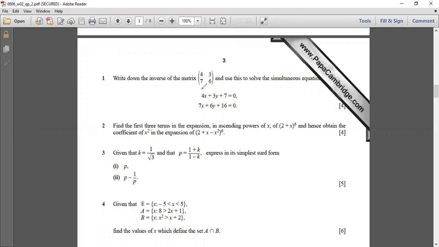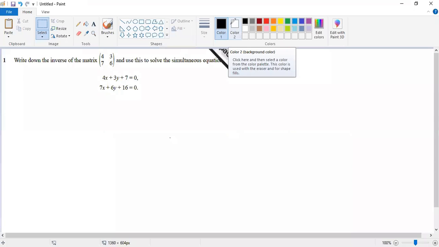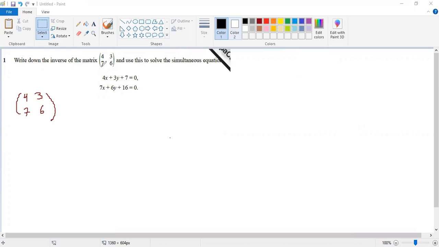Let's begin with question number 1 of this new paper, KP2 Advanced. Okay, let's move it to the whiteboard, please, and read it and begin. Write down the inverse of the matrix (4, 3, 7, 6) and use this to solve the simultaneous equations below. If you notice how it links, I'll show later, but you can see the 4, 3, 7, 6 in order like that.